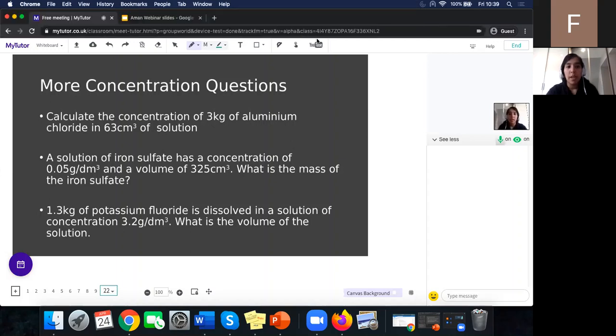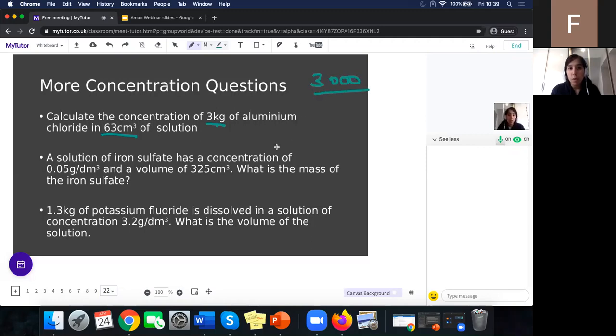So someone is saying 63 divided by 3 times 100. Okay, so remember then that the kilograms need to be in grams, and the volume needs to be in decimetres cubed. So remember the equation is the mass divided by the volume. So the mass would be 3,000.